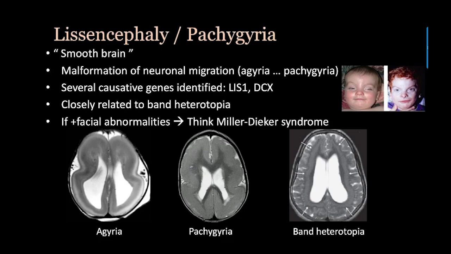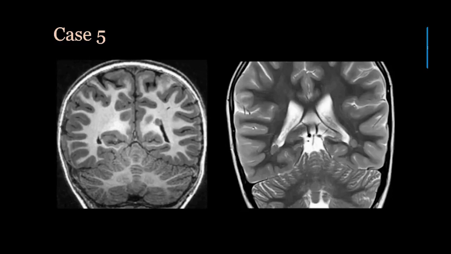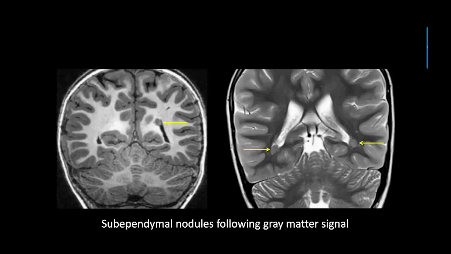If we have a case of lissencephaly in a patient with facial abnormalities, we should think about Miller-Dieker syndrome, whatever you want to call it. And you see an example of it on this slide. Case number 5. In this case, we see nodular periventricular lesions that have similar signal on both T1 and T2 weighted images to the gray matter.